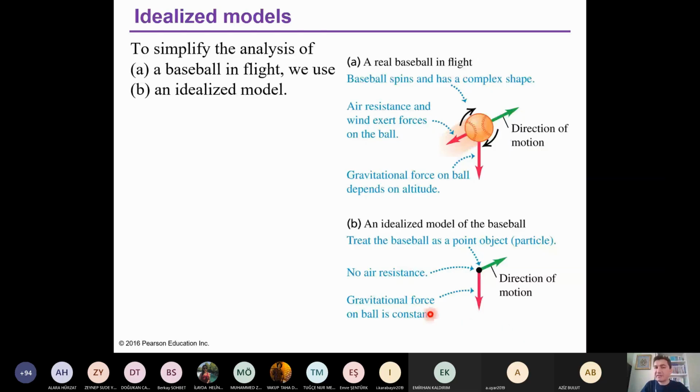So in the real case, the problem is complicated to solve. In idealized models, you can solve the problem much more easily. Do you have any question here in that part?